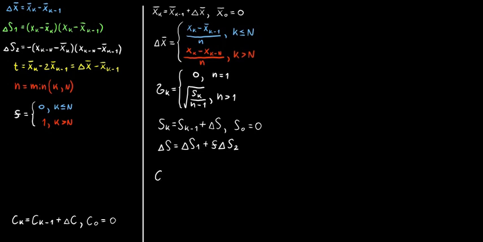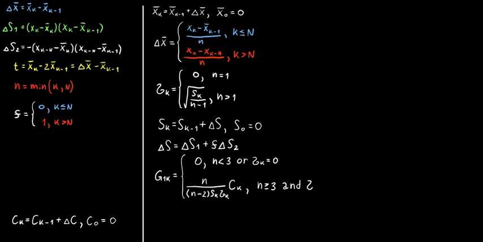Next, the skewness coefficient can now be calculated as 0 when little n is less than 3 or when the standard deviation is 0. And it can also be calculated as little n divided by little n minus 2 times the sum of squares times the standard deviation, all that times the sum of cubes when little n is greater than or equal to 3 and the standard deviation is greater than 0.